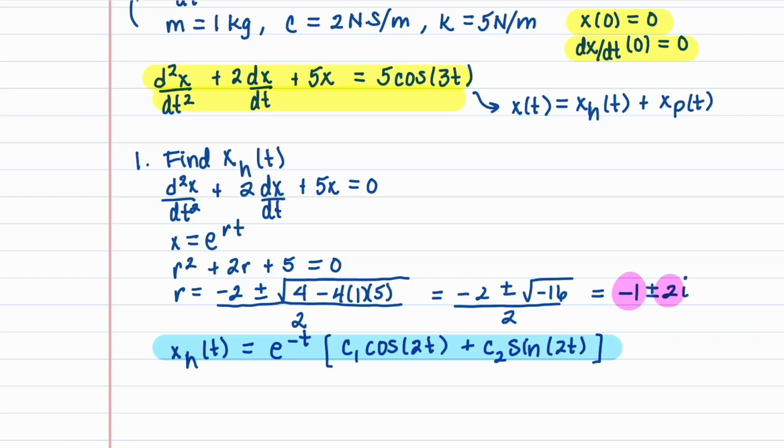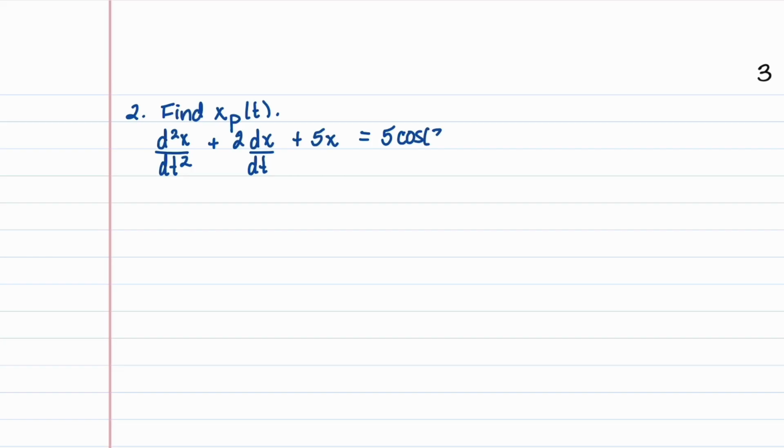Now let's find the particular solution. The particular solution is one solution to the non-homogeneous equation. So let's write down this equation. Our right-hand side was 5 cosine 3t. I am going to use the method of undetermined coefficients to find the particular solution. I think that's the easiest one to use in this case.